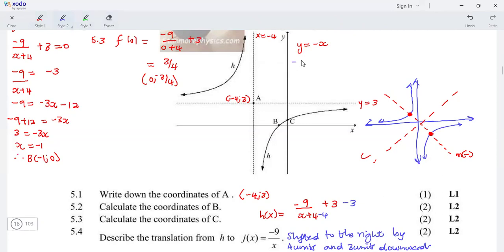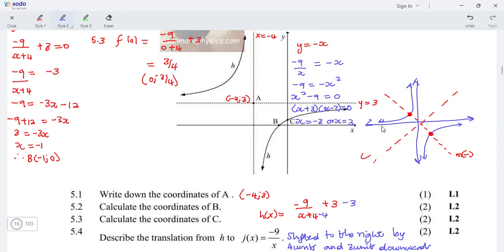So now let's do the calculation. -9 over x is equal to -x. Now we cross multiply, so it's -9 = -x squared. I'm going to bring the x squared over, which gives x squared - 9 = 0. We have a difference of two squares, so (x + 3)(x - 3) = 0, which gives x = -3 or x = 3. Those are the x values for the points closest to the origin.